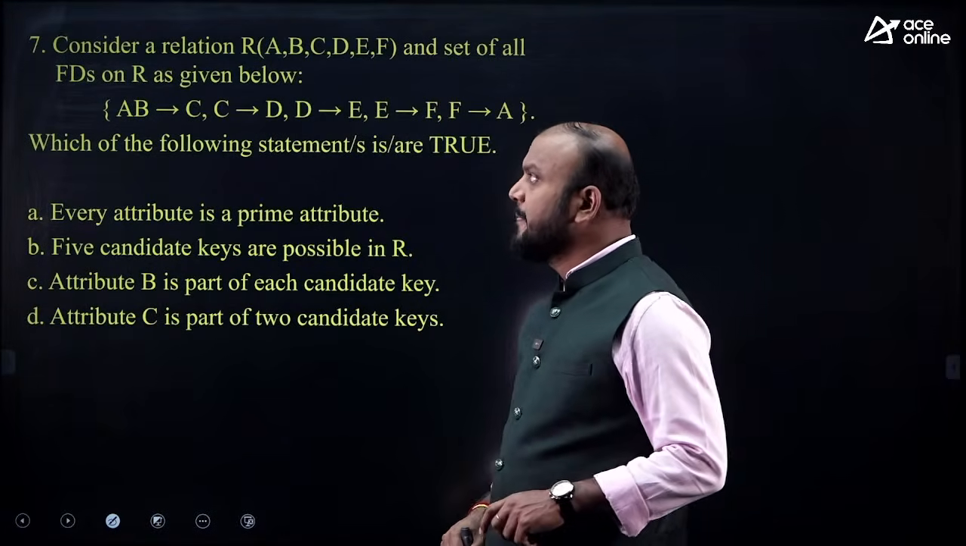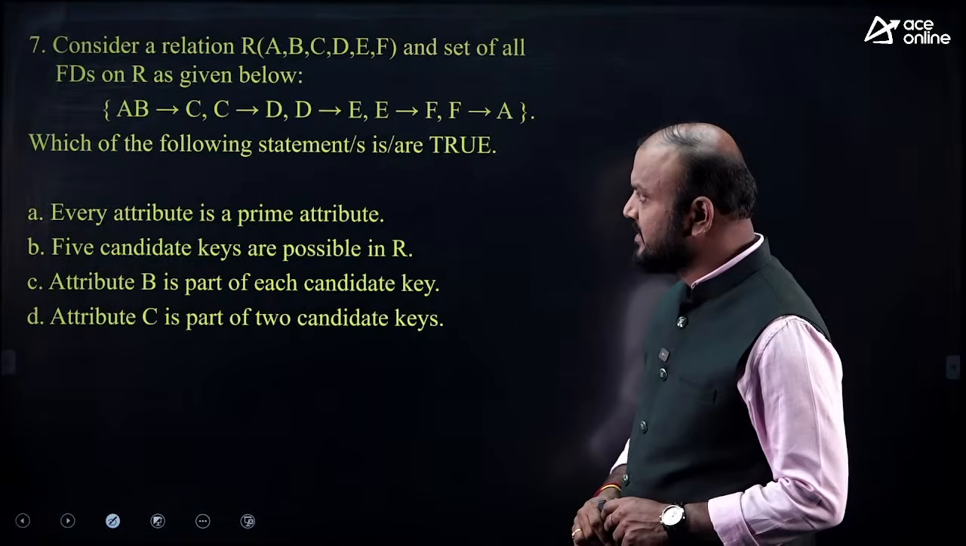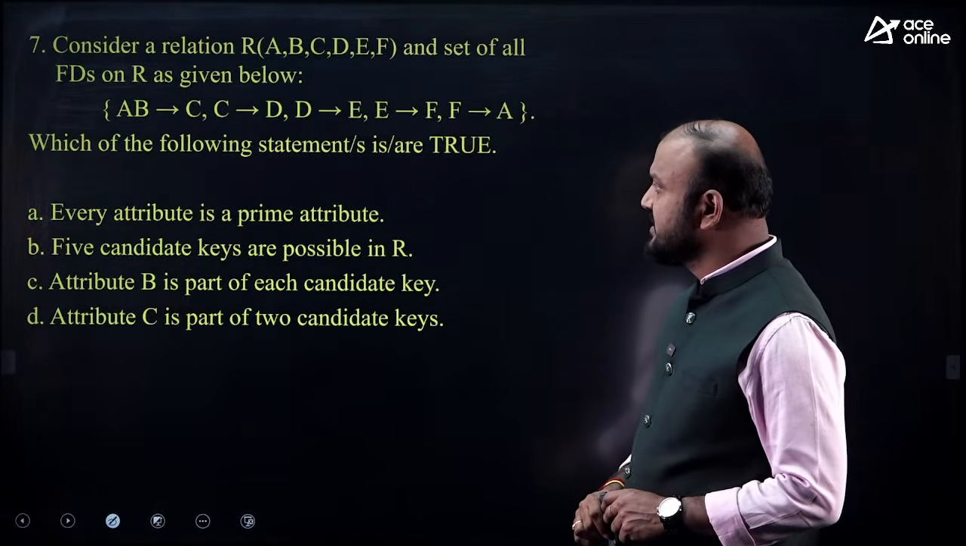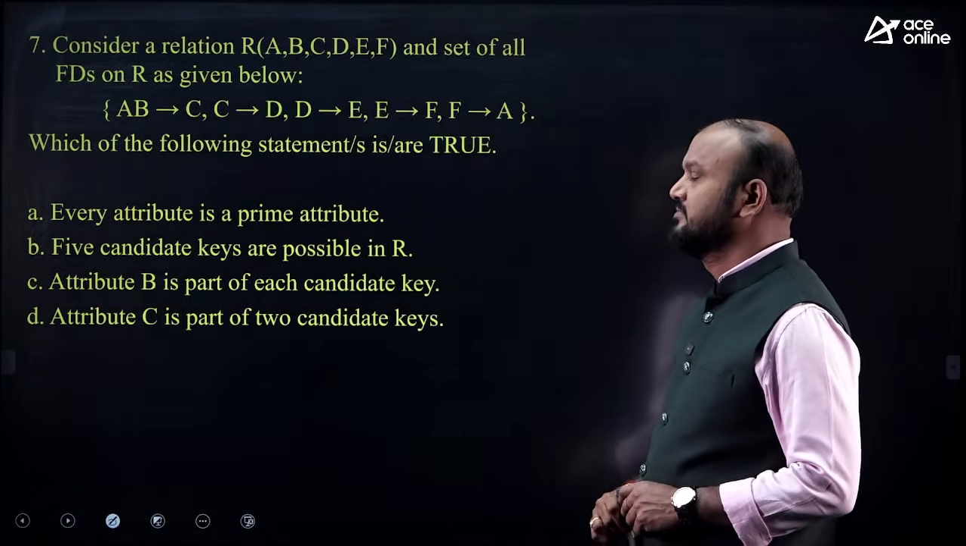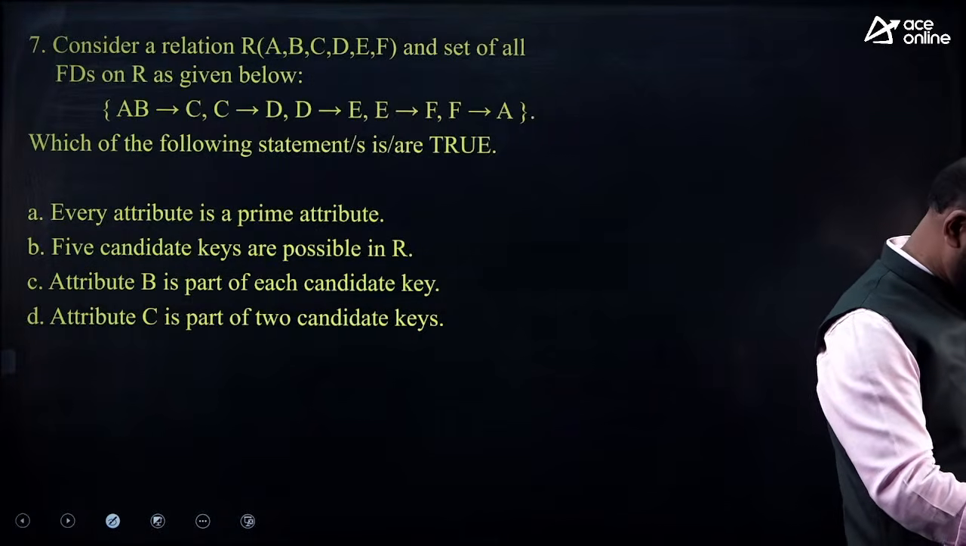Next, question number 7. Consider relation R of A, B, C, D, E and a set of all FDs. Which of the following statements is true? Find it. Which of the following statements are true?